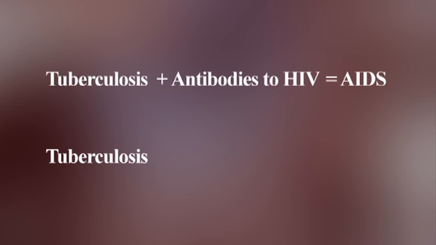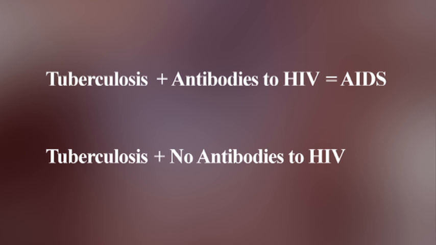Simply spoken, if you have tuberculosis and an antibody against HIV, then we call it AIDS. If you have tuberculosis and no antibody against HIV, now we call it tuberculosis, as we used to. It's an old disease with a new name when we find antibody to the virus.